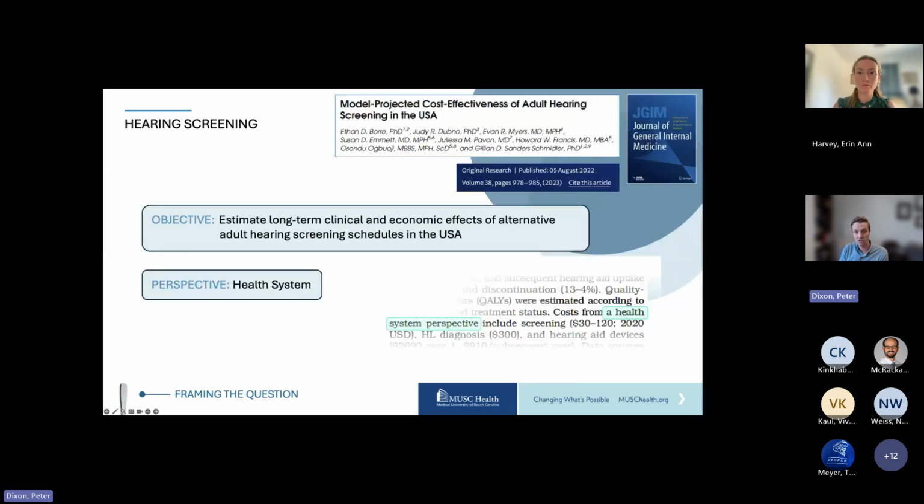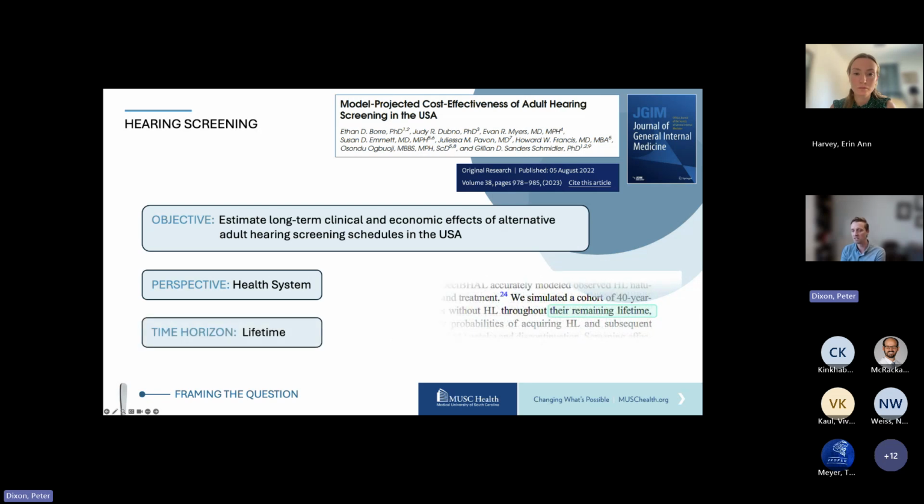So here's a quick introduction to the study that I'm going to use to try to help describe all of these things. And this is a hearing screening model that was published fairly recently. It basically is looking to determine whether or not different screening schedules for hearing in older adults have cost effectiveness. So that matters based on what age we start screening and how frequent we screen. The perspective that they took is from the healthcare system, and the time horizon is lifetime.